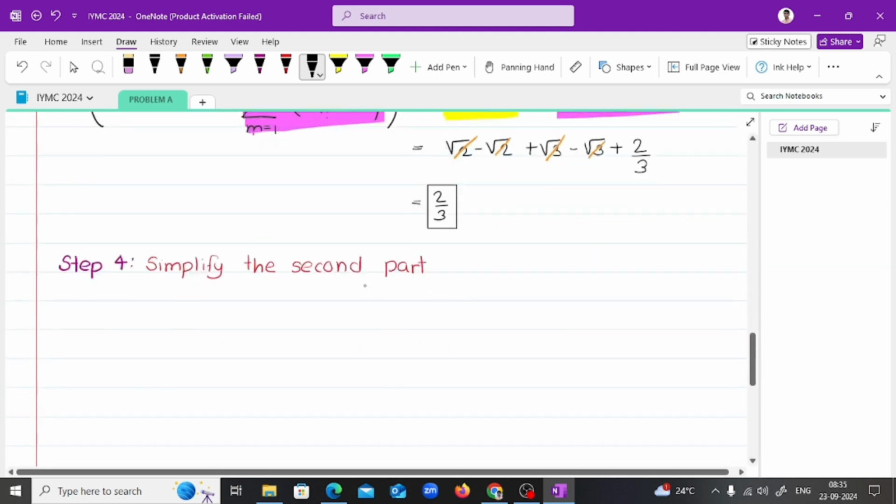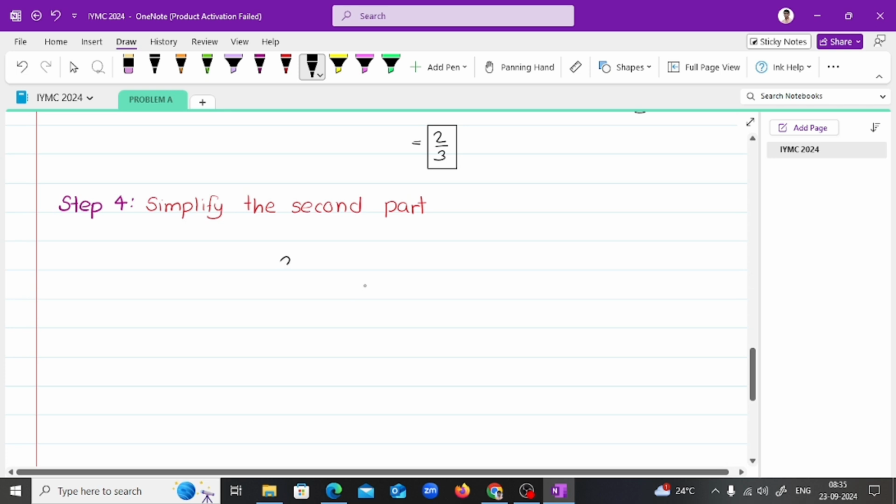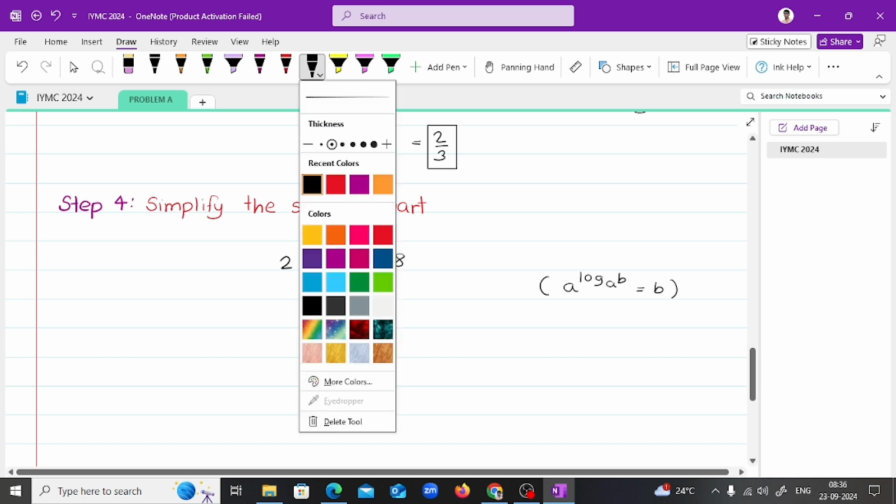2 raised to log 8 to the base 2, and its value is 8, because we know the rule of logarithm: a raised to log b to the base a is equal to b. I will explain here why this happened.